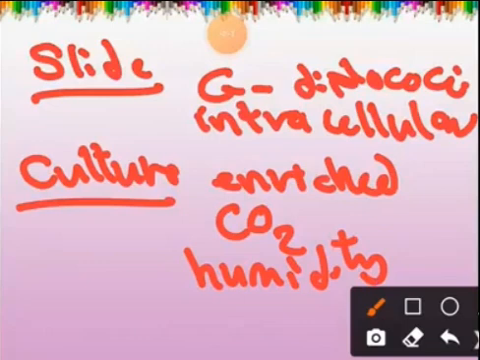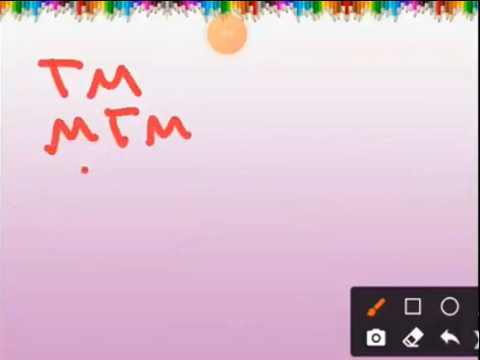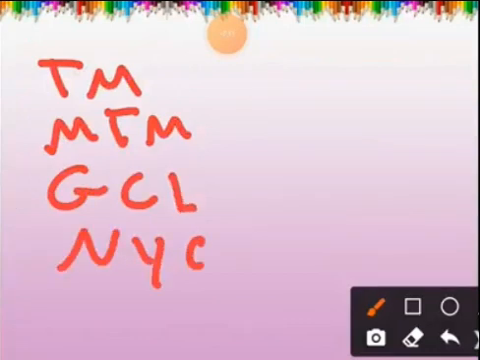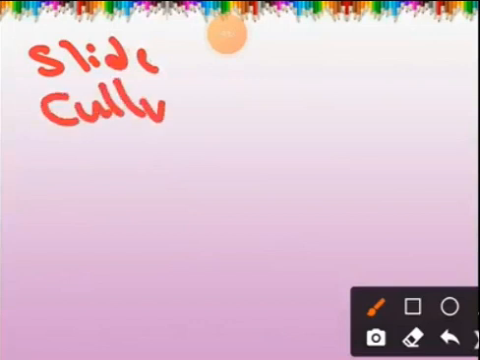The selective culture media used are Thayer-Martin agar, modified Thayer-Martin agar, GC-Lect agar, and New York City agar. All these are selective culture media. The first three are chocolate agars, and antibiotics and antifungal agents are added to make these media selective for the cultivation of the microorganism. So we first use a slide gram stain of the direct smear, then culture.